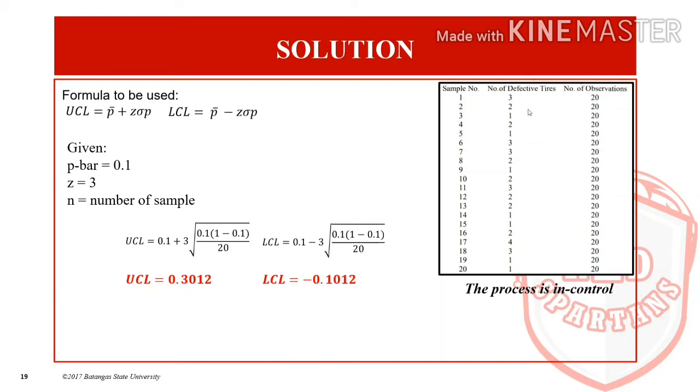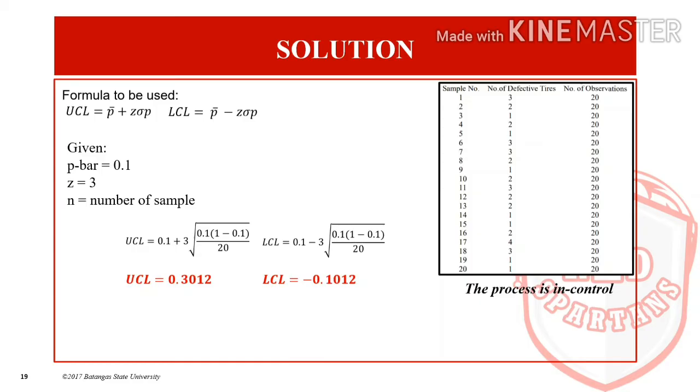So para ma-check kung may lumabas dun sa ating control limit, so itong number of defective tire per sample, i-divide natin sa 20 observation kasi meron siyang 20 observation. So 3 divide 20. So ano ba yung 3 divide 20? Ang 3 divide 20 ay equal sa 0.15. So pwede namang hindi mo i-divide lahat. Kunin mo lang alin ba ang pinakamadaming defective tires.